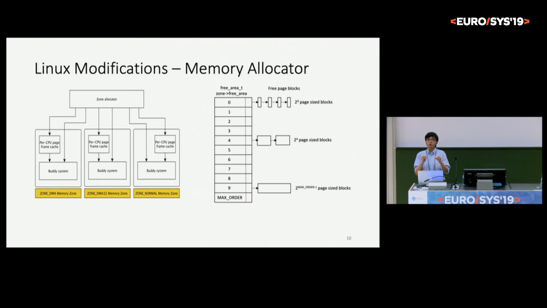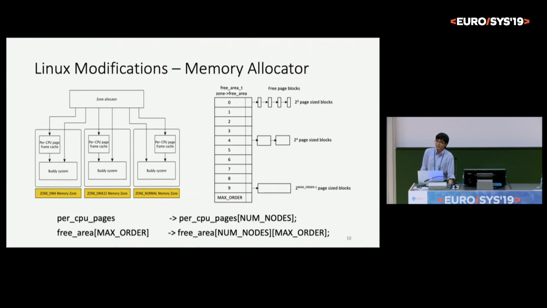Memory is divided into zones. A zone can span across multiple nodes. Free memory pages in a zone are managed by the buddy system. The buddy allocator cuts memory pages into blocks of different page sizes. The most demanded blocks are one page blocks. So in order to increase the performance, there are per CPU page frame caches for this kind of block, one page block. Okay, so what do we modify?